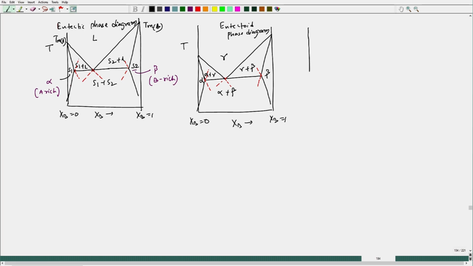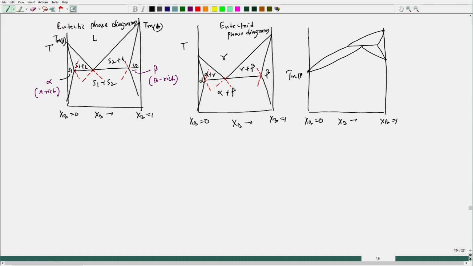The third one is here, which is peritectic. So, we have seen this was the diagram we have drawn. This is XB equal to 1, XB equal to 0, this is TM A, this is TM B, and here you can say T transform, which is gamma beta, and here T gamma alpha.